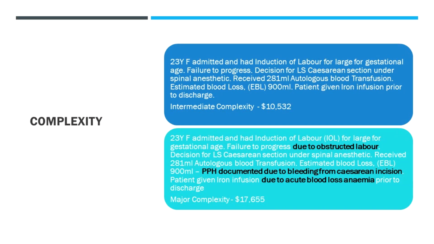Here's a similar one, but just with some different examples. So this was also failure to progress, caesarean section under spinal, 281 mils of autologous blood transfusion received, estimated blood loss of 900 mils, similar to the last one, and iron infusion. So here again, we specified a relationship and a cause of the failure to progress from obstructed labour. We've then also added postpartum hemorrhage documented due to bleeding from caesarean incision, and then we've put the iron infusion due to acute blood loss anemia. So just more of that diagnostic terminology there, and again, an uplift of about $7,000, much more accurate for that patient.